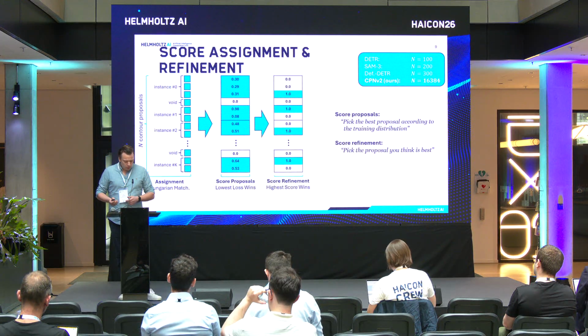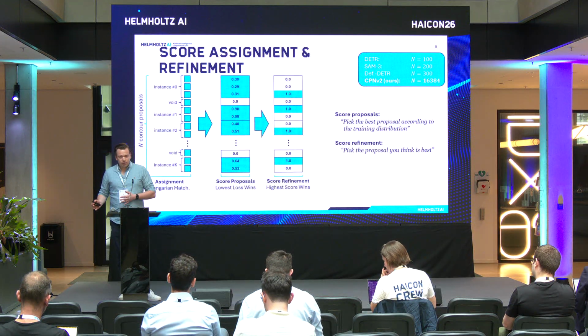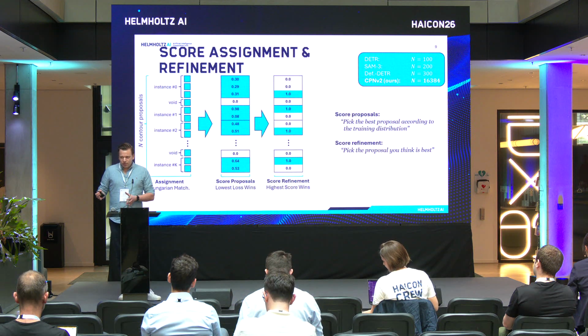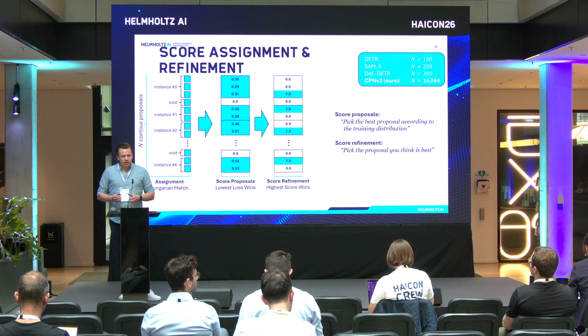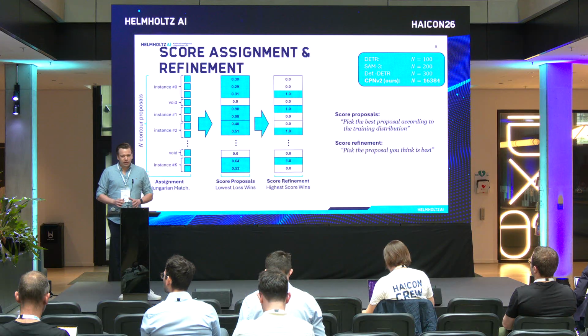And again, for score proposals, the task basically was to pick the best proposal according to the training distribution. But for score refinement, we rephrase this slightly, but this makes a really important difference. There we say pick the proposal you think is best. And why this is different is because for the second task, the model has everything it needs to make a correct decision in its own feature space, so no external dependencies. And that is why this problem is completely tractable, and we get a very good binarization as a result.